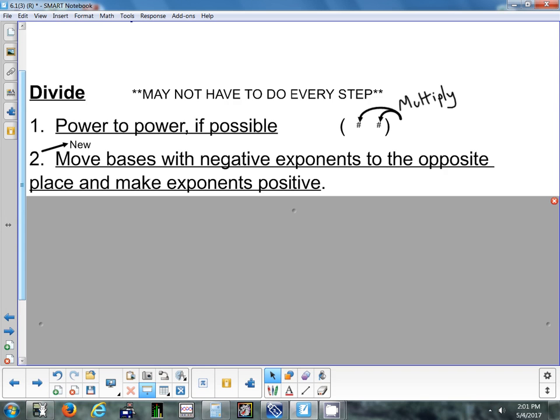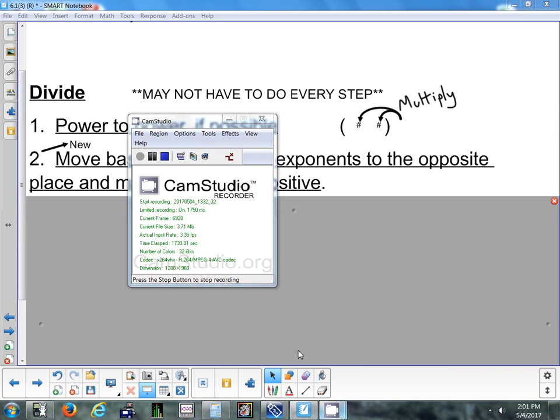And then we have steps 3, 4, 5, and 6, right? And they're going to be the exact same rules that we went over yesterday. Like I said, the only thing that's new today is step 2. Everything else is pretty much the same, all right?